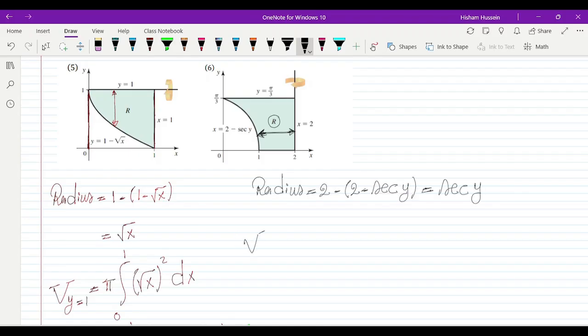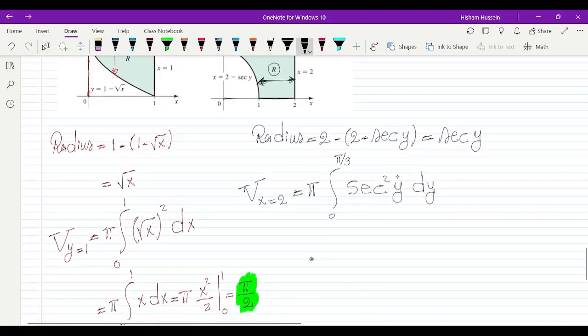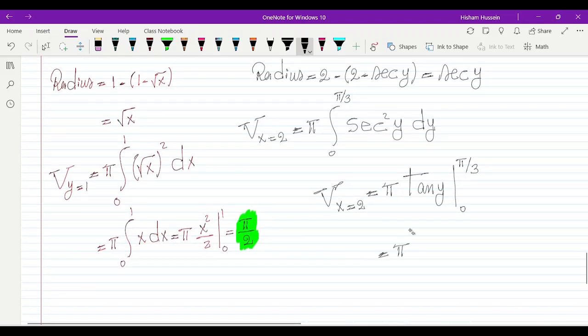Then the volume resulting from the rotation about x equals 2 is pi times the integration from y equals 0 to y equals pi over 3 of the radius to the power 2, which is sec squared y dy. What's the integration of sec squared? This is tan. So the volume from rotation about x equals 2 is pi times tan y, with the limits from 0 to pi over 3. Substitute with the upper minus substitute with the lower. It will be pi times tan pi over 3 minus tan 0, which is 0. So this is the resulting volume.